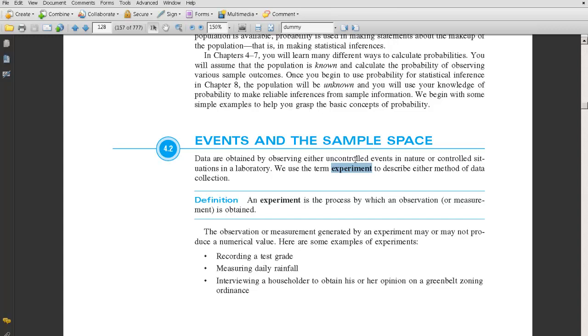On the other hand, there are some times when you can design an experiment in a laboratory. We use the term experiment to describe either method of data collection. An experiment is the process by which an observation or measurement is obtained. So that sounds a little abstract, but for example, we could say that tossing a coin is an experiment, and then you check to see whether it's heads or tails. Or rolling a die is an experiment, and you check to see how many dots appear on the top.